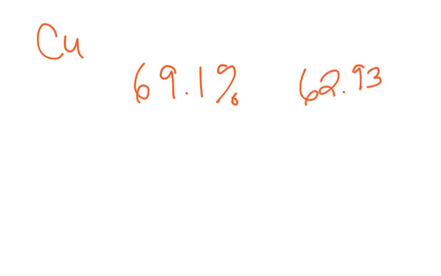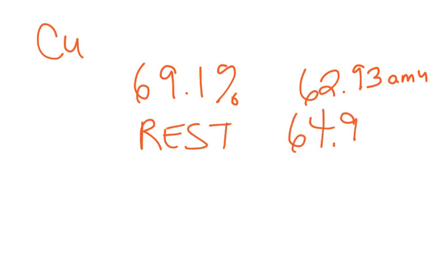So here's a sample problem. Okay, we're going to look at copper. So the deal with copper is 69.1% of copper has a mass of 62.93 AMUs. The rest of copper on planet Earth has a mass of 64.93 AMUs. Okay, so again, some of you guys can instinctively figure this out. Beautiful. But if you can't, don't.